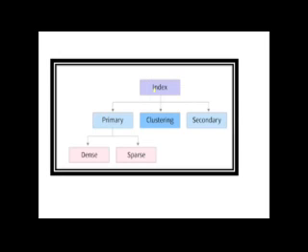Before going further, we have to know the types of indexing. It is called primary, clustering, and another called secondary. In the primary, there are two types. One is called dense, another called sparse indexing. Let's discuss one by one.